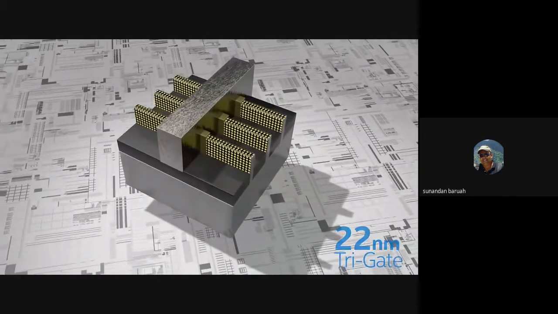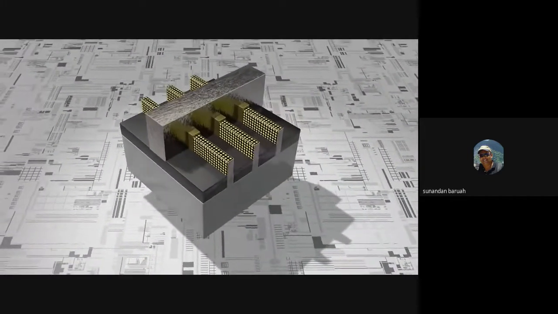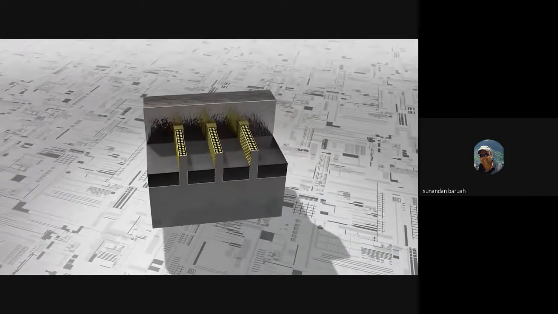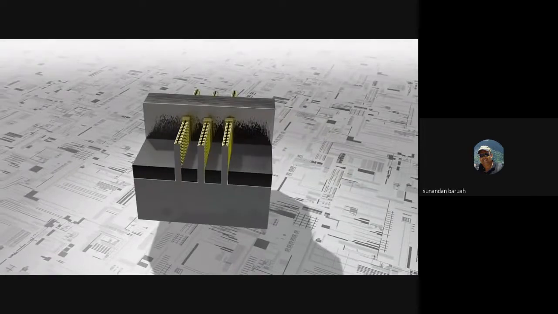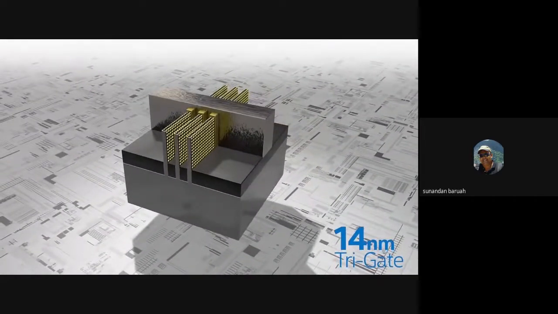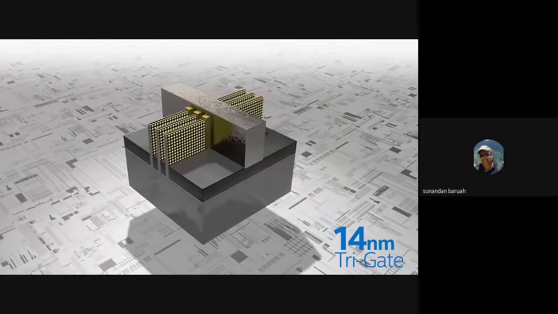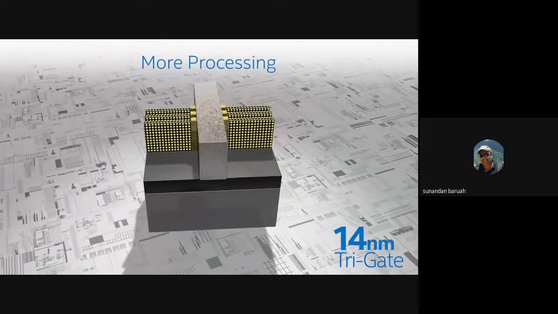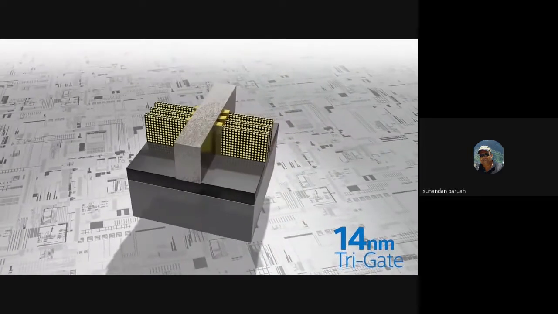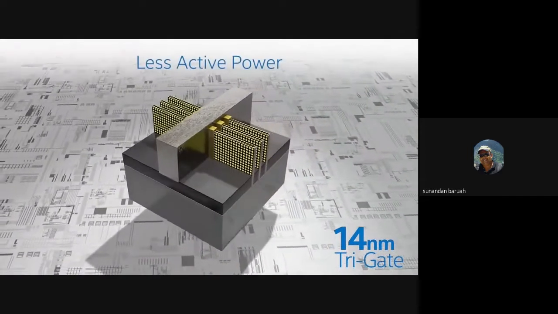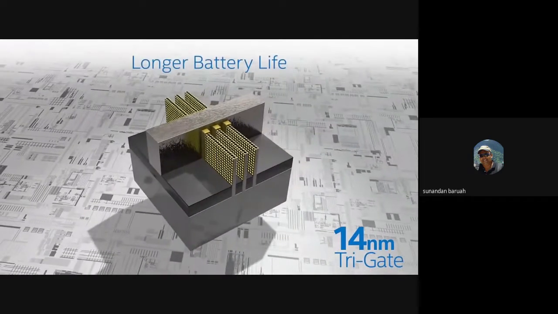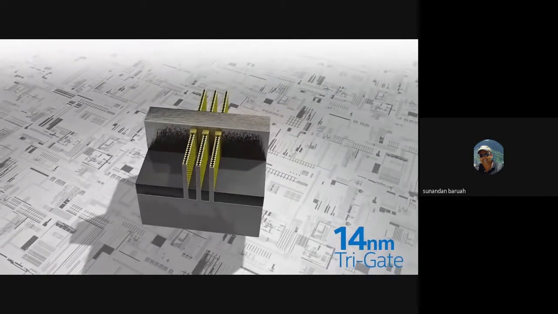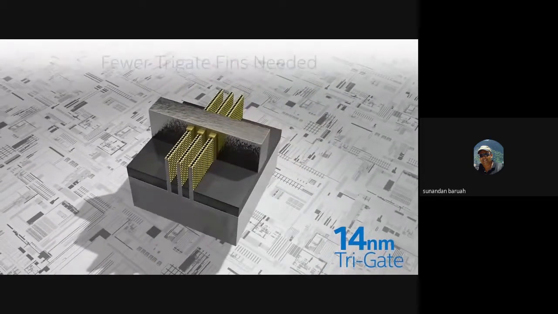To meet the challenges of the 14 nanometer process, the tri-gate fins were once again the main areas of focus. We made them taller, thinner, and spaced closer together. This improved technology provides 3 major benefits. First of all, it is faster, allowing more processing and ultimately better performance. Secondly, the new design requires less active power, contributing to longer battery life and also helping to reduce our carbon footprint.